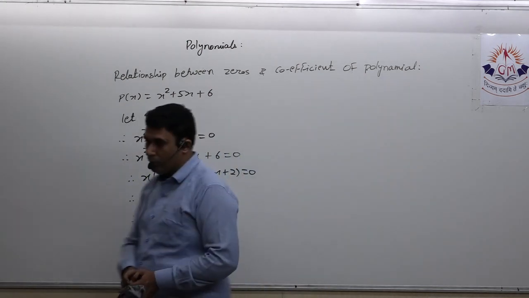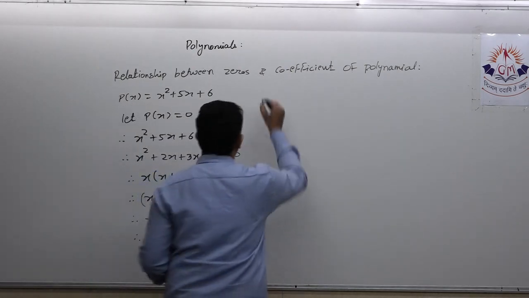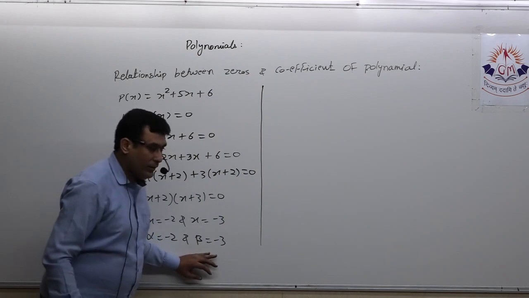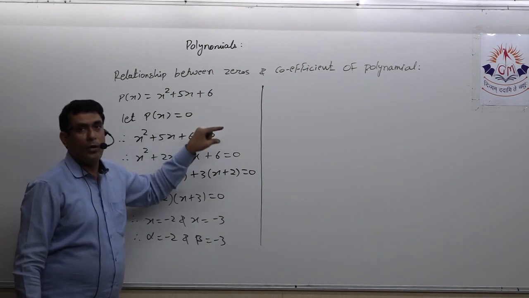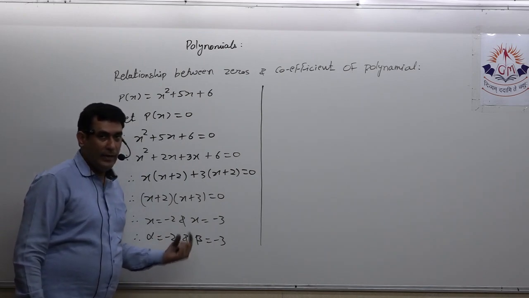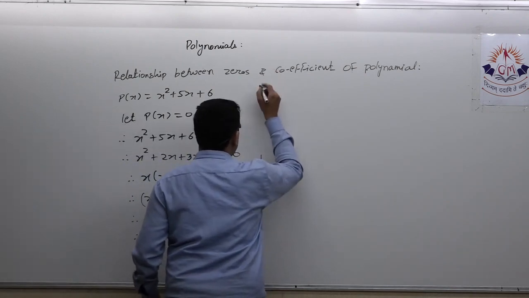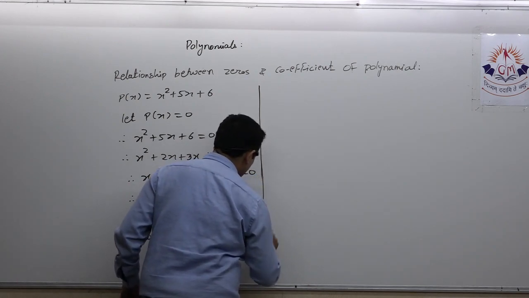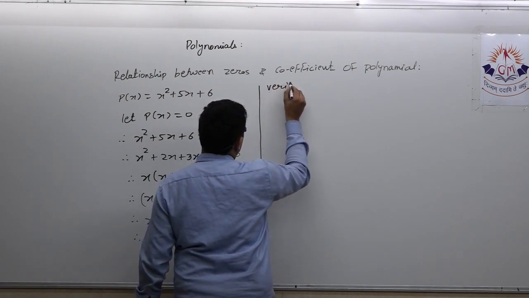Now next thing you have to verify the relationship between zeros and coefficients. That means you have to check whether the sum of the zeros, which we obtain by adding them, is equal to that formula or not. What was the sum of zeros? Minus b upon a. So we'll add the zeros directly and we'll find minus b upon a, and then we'll check whether they are equal or not. We have to verify, that means they must be equal, and if they are not equal, it means definitely we are committing some mistake. Okay, so we'll start here. Verification.